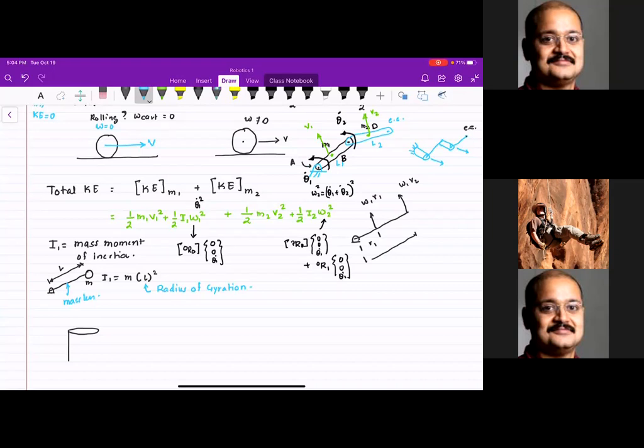The number next to R0? Oh, this is theta 1 dot. So what I want to do is find out omega 1 and omega 2. This is what we did in the last few lessons. Any other questions I missed?